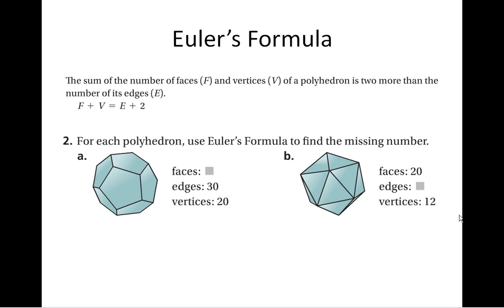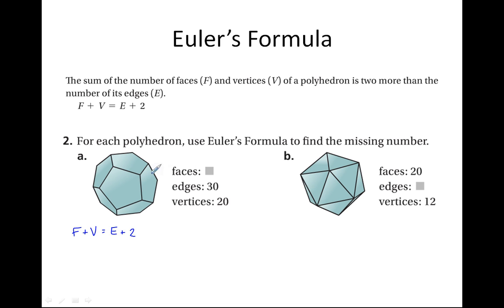Now, as we talk about faces, vertices, and edges, we actually have a formula that we can use to help us identify missing numbers, and that's Euler's formula. Euler's formula says for a three-dimensional figure, the number of faces plus the number of vertices equals the number of edges plus 2. So we can use that to help us find missing information. So faces plus vertices equals edges plus 2.